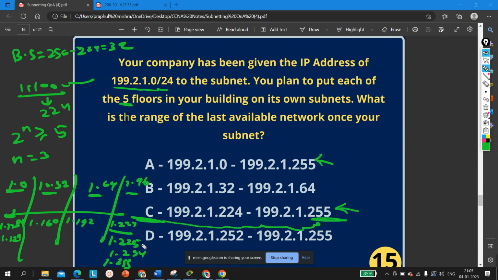So the IP addresses start from here. Which one is the right answer then? C is the right answer.